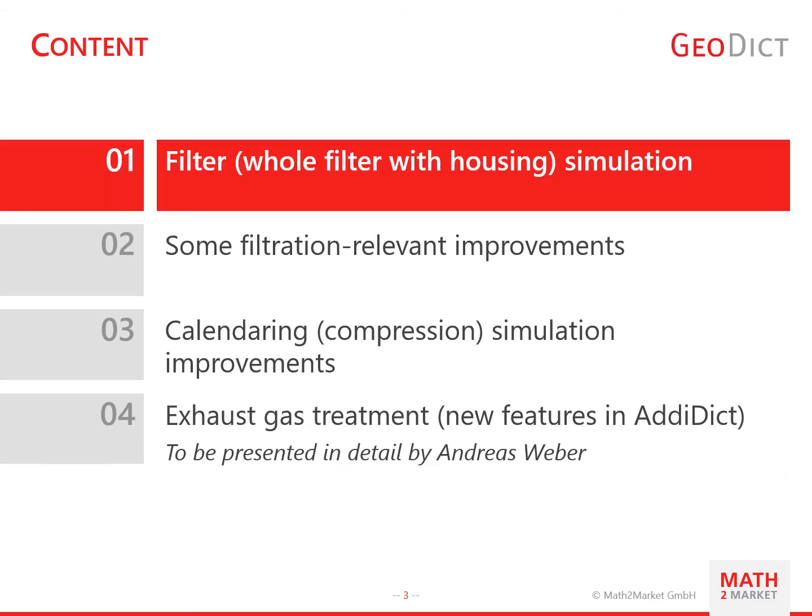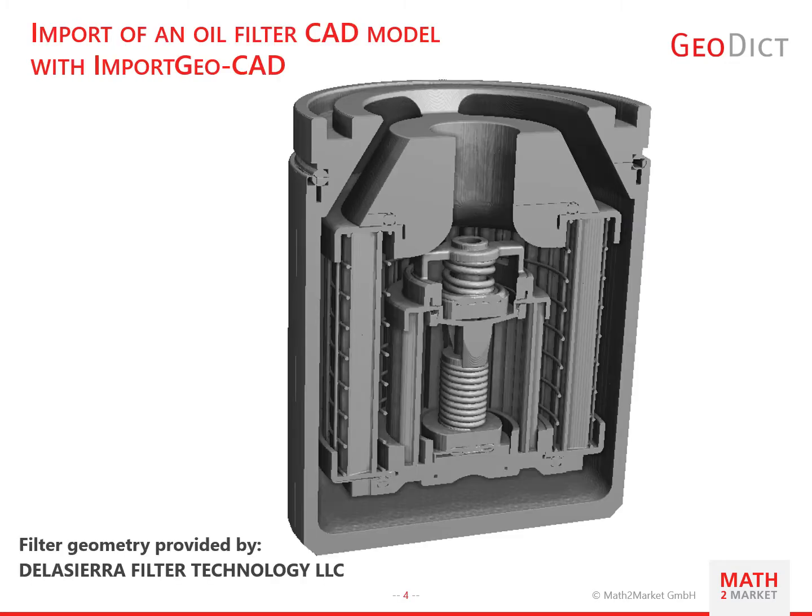Let's start with the filter simulation, which, as mentioned, is the main part of my presentation. Of course, the first step to conduct the filter simulation is to import the geometry of the filter into GeoDict using the ImportGeo-CAD module. With the ImportGeo-CAD module, you can import geometrical models in CAD format, for example in STL or OBJ file formats, and GeoDict transforms the CAD model into a voxelized structure.